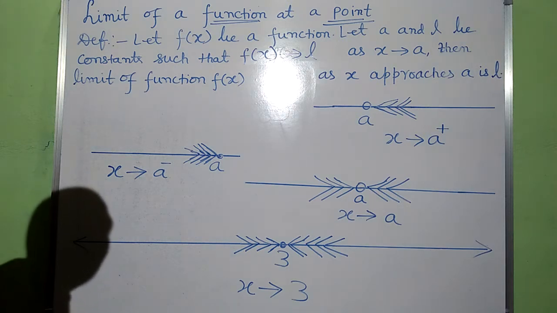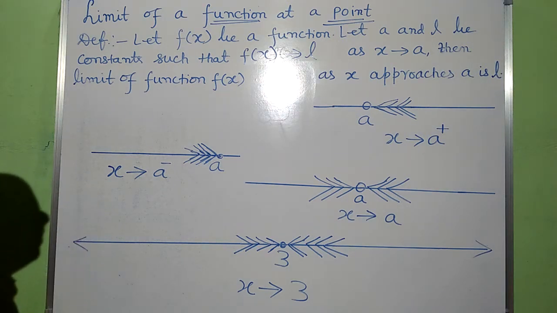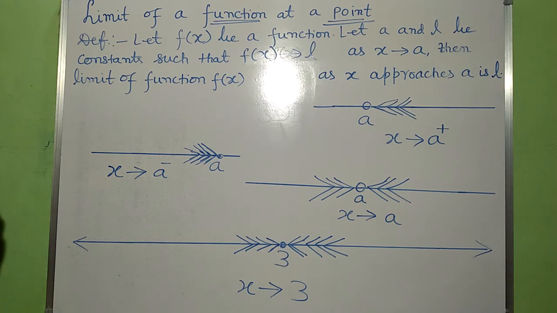Let f(x) be a function. Let a and l be constants such that f(x) approaches l as x approaches a. Then the limit of the function f(x) as x approaches a is l. This is the definition of the limit of a function.